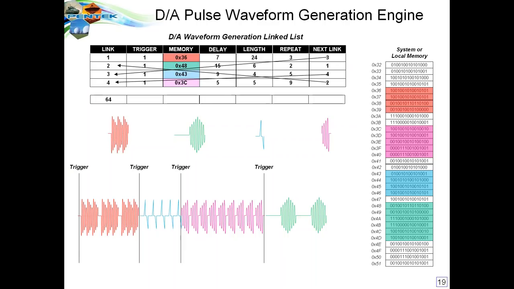So the nice thing about this linked list is it can contain up to 64 different links, each one associated with a different waveform and a different set of parameters to describe how it's played. You can see how flexible this waveform linked list is because it can give you a lot of freedom in terms of assigning different types of waveforms with different characteristics to each of the pulses that are generated out, precisely controlled by the trigger. So you can cover a lot of different applications.